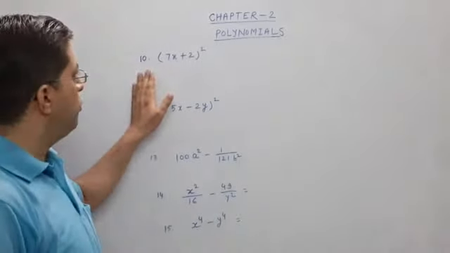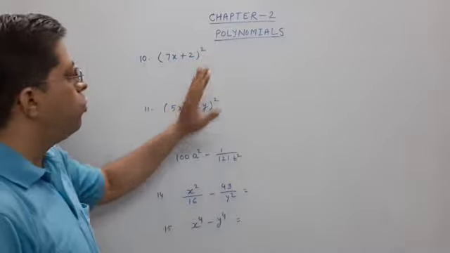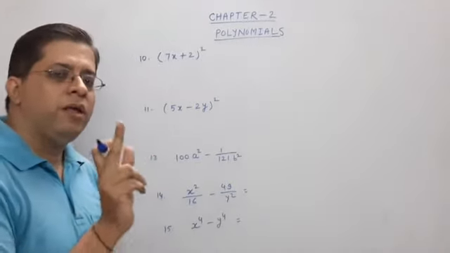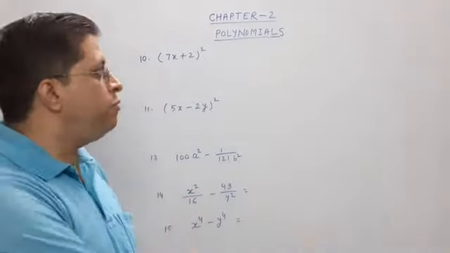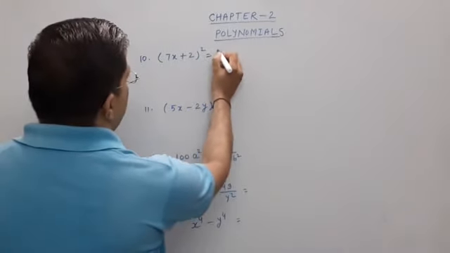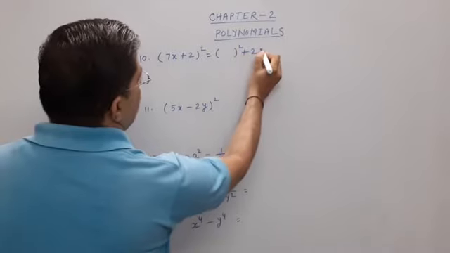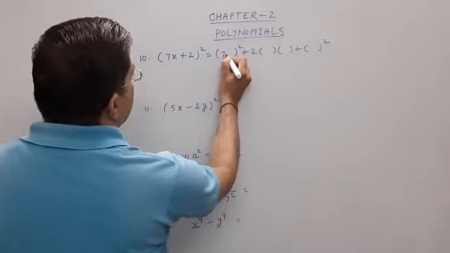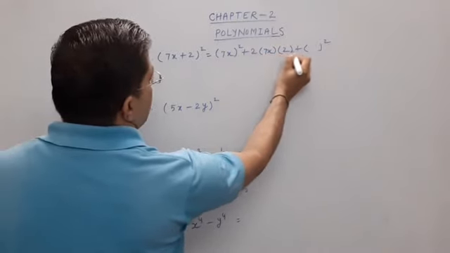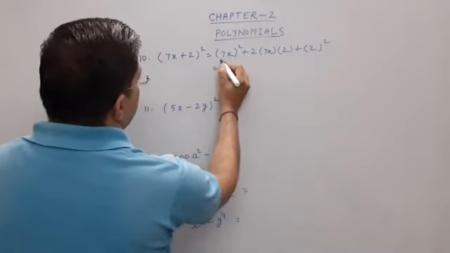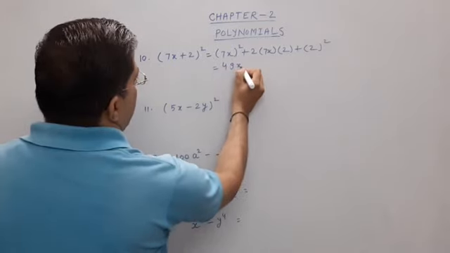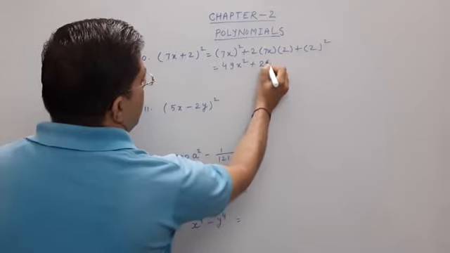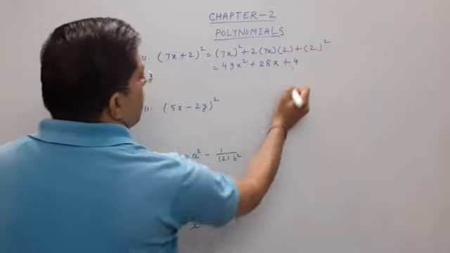Yes, this is question number 10. (7x + 2) whole square. This is just like (a + b) whole square. What is (a + b) whole square? A square plus 2ab plus b square. Okay, put like this: 7x, 7x, 2 and 2. 7 square is 49x square. 7 times 2 is 14, 14 times 2 is 28x, plus 4.